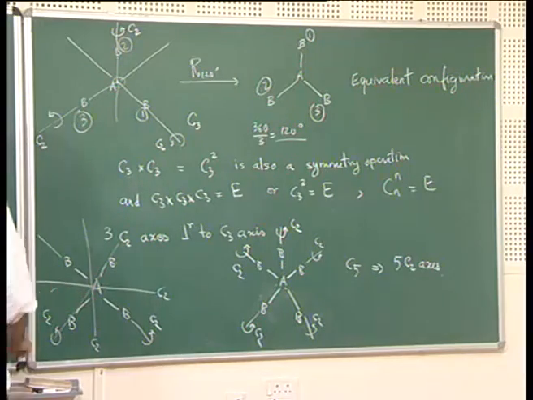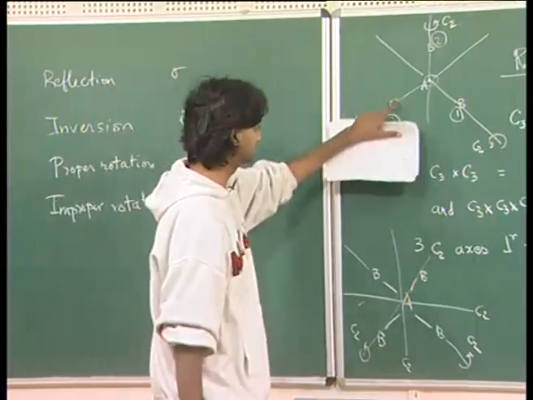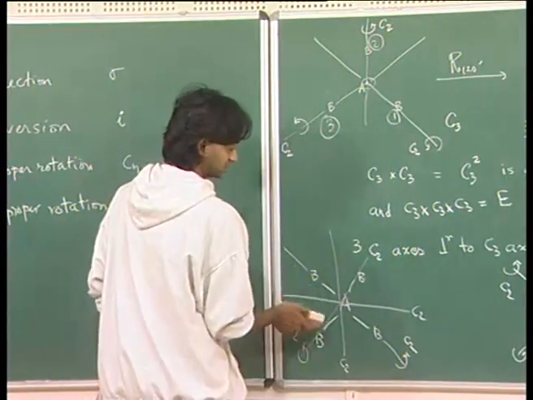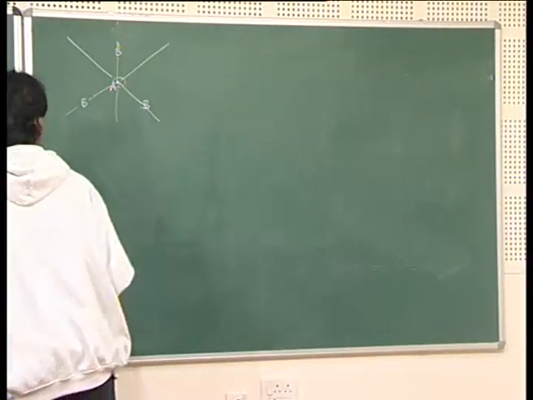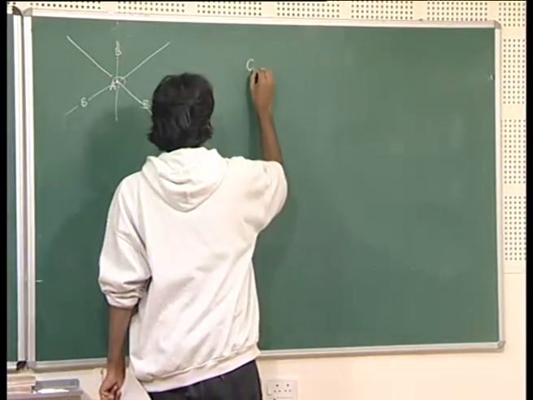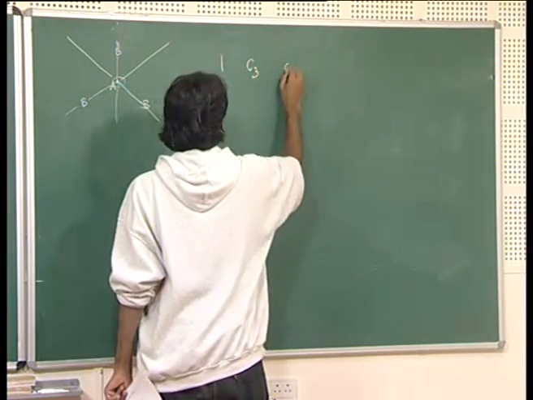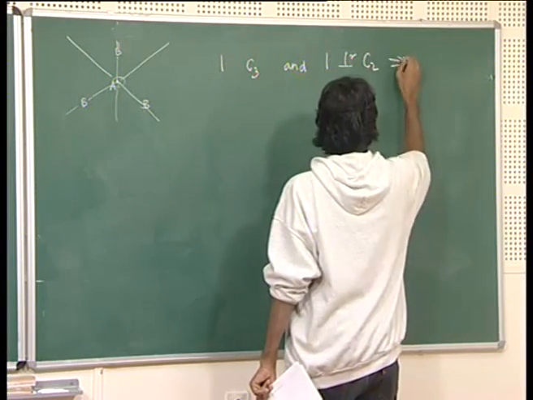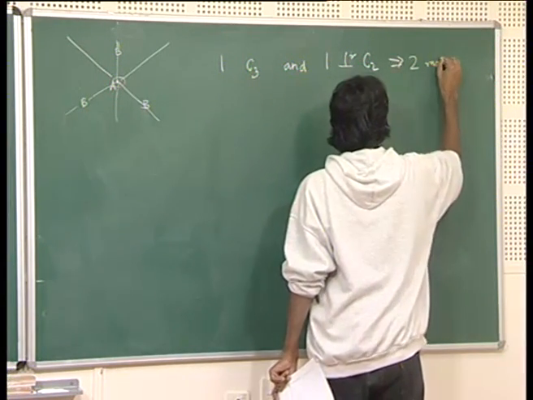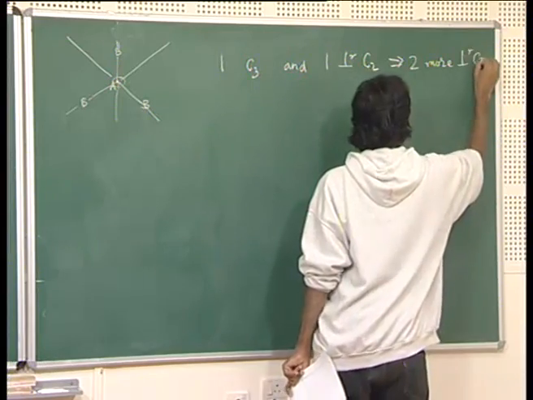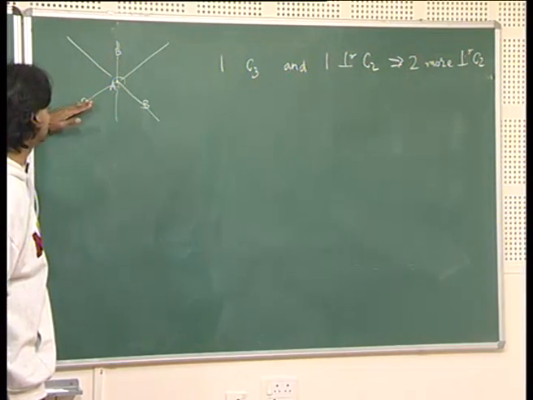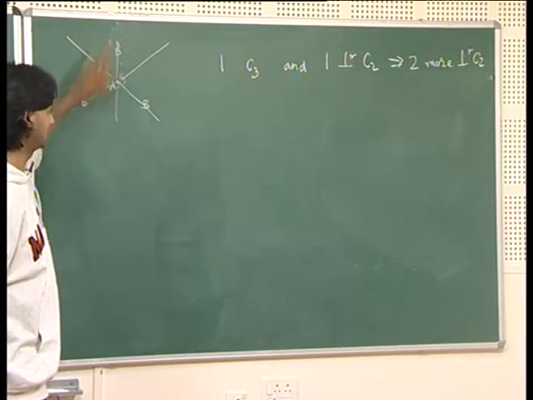Okay, there is one more point about this C3 axis, which I will again illustrate using this molecule. That is the following. So what we have seen is that one C3 and one perpendicular C2 implies 2 more perpendicular C2. Okay, so one C3 axis and one perpendicular C2 axis implies 2 more perpendicular C2 axes.